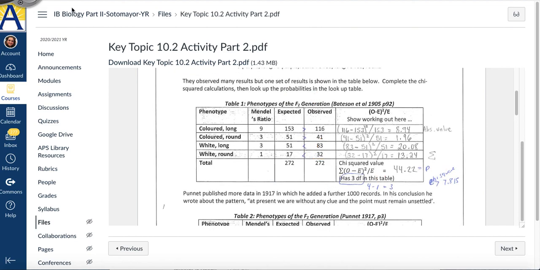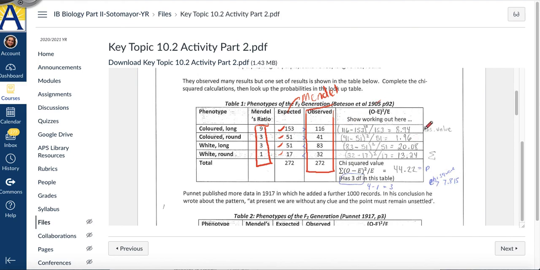And this is why a chi-square analysis is helpful, right? Because in this chi-square analysis, they were expecting to see this ratio, 9:3:3:1. So they were expecting to see these numbers here. So these are Mendel's expected ratios. But Bateson et al. in 1905, this is what they saw. This is what they observed. And it's completely different. It's a different ratio.